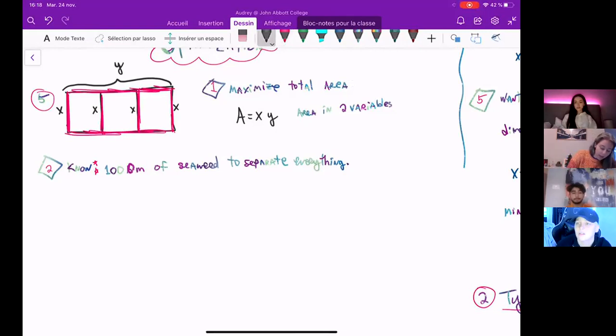So I have the length is X. How many sides of length X do I have? I've got 1, 2, 3, 4 sides of length X, plus how many length Y sides do I have? 2. So I have 2Y. So this right here, it turns out, is the perimeter. It's also the amount of meters that need to be covered by seaweed.